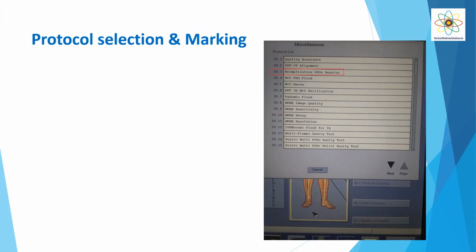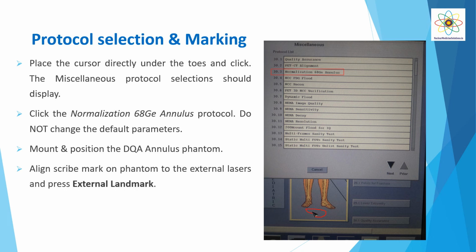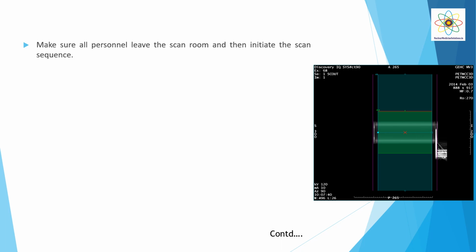Now click the G tab on the protocol selector. When looking at the anatomical adults, place the cursor directly under the toes and the miscellaneous protocol selection should display. Click the normalization 68G annulus protocol. Do not change any default parameters. Mount and position the DQA annulus phantom on the machine holder. Align the scribe mark on the phantom to the external lasers and press external add mark. The phantom should be centered in the longitudinal direction.